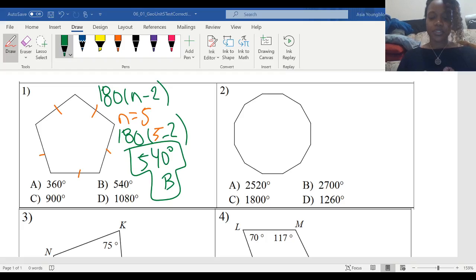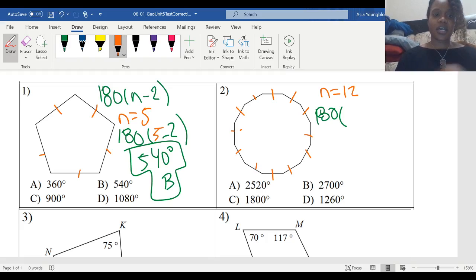Number 2, we're looking at the same thing. So we need to start by figuring out how many sides we have in this polygon. There are 1, 2, 3, 4, 5, 6, 7, 8, 9, 10, 11, 12. So this polygon has 12 sides. It's called a dodecagon. Using the same formula, we're going to have 180 times 12 minus 2.